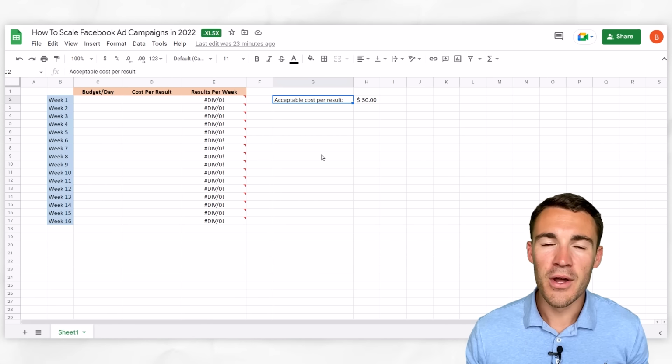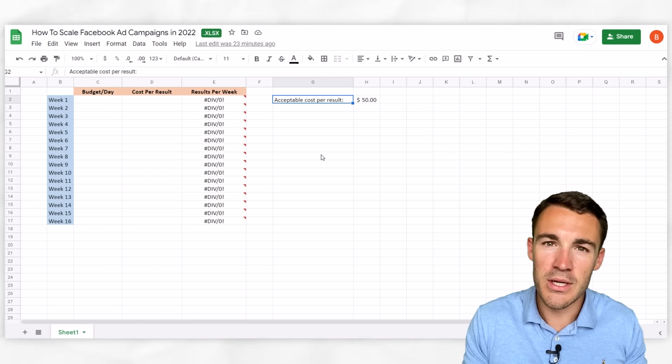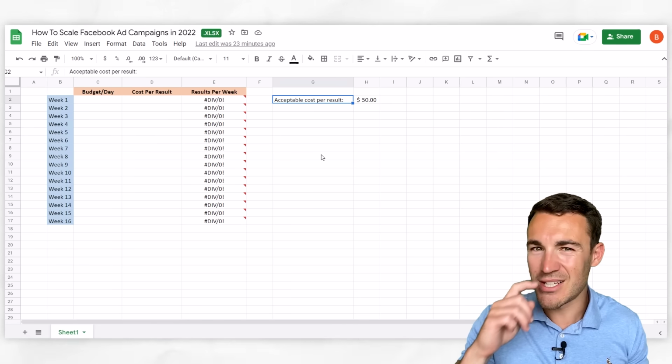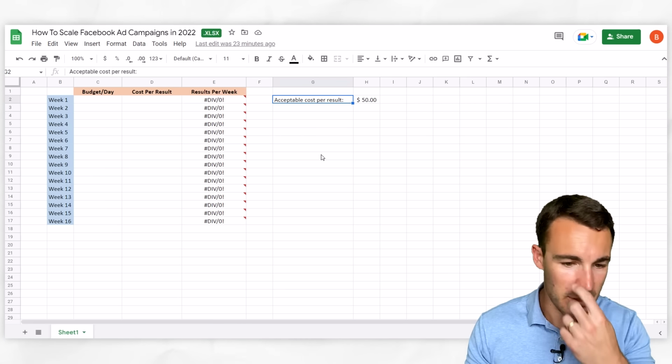So have a little think about, what am I really willing to pay? I'd love to pay almost nothing. Of course we all would. But realistically, at what point do I start to go, not sure if the leads are worth it? You want to be under that point, but not miles under it, okay?